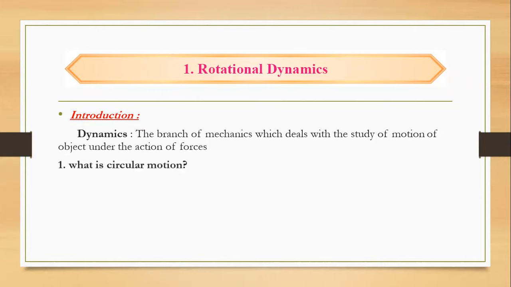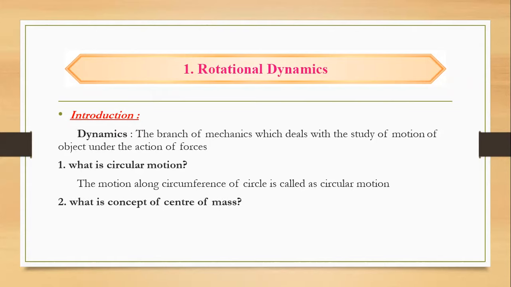What is circular motion? Motion along the circumference of a circle is circular motion. What is the concept of center of mass? सेंटर ऑफ मास भी हमने पहले वाले स्टैंडर्ड में ऑलरेडी लर्न किया है. The point at which the whole mass of a body is supposed to be concentrated is called the center of mass.